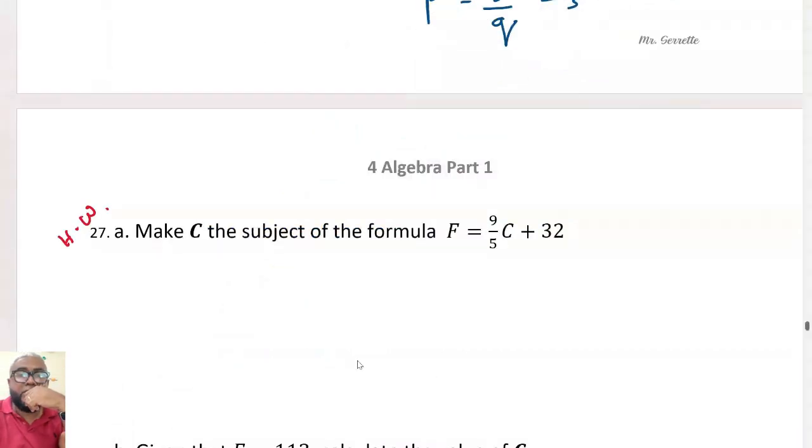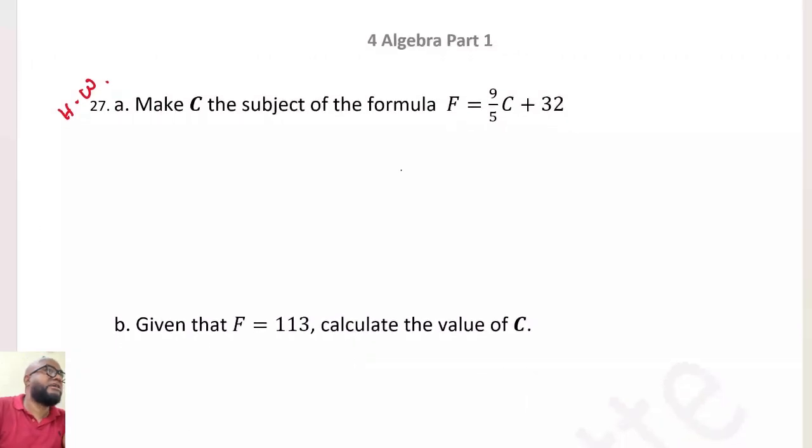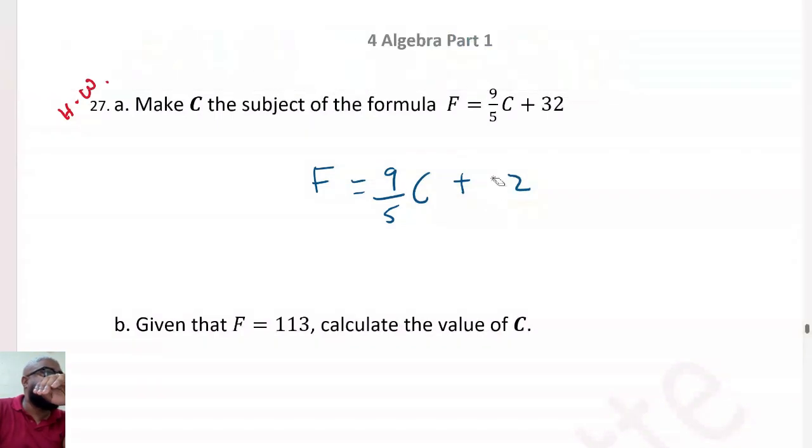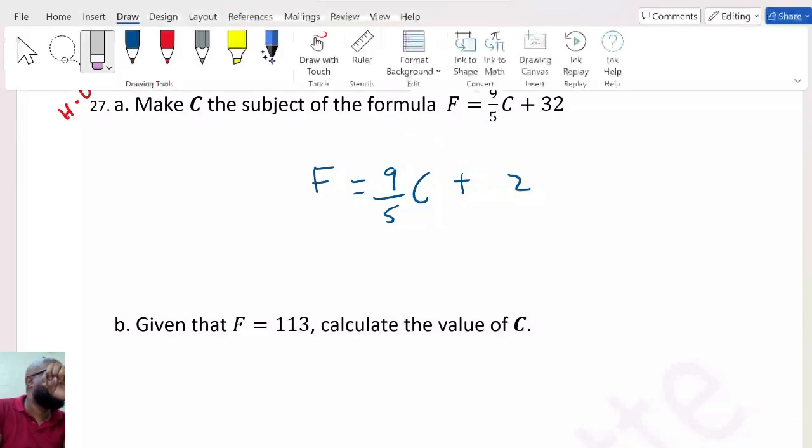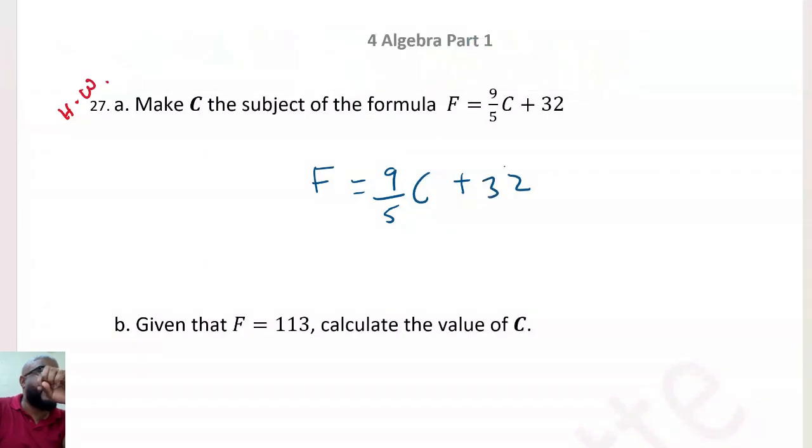Right, so they want us to make C the subject of the formula, right? So we have F is equal to 9 over 5C plus 32, right? Now, what do I need to move first if I want to make C the subject of this formula? The 32, excellent. When I carry 32 to this side, what do I do with it? So it'll be F subtract 32 is equal to 9 over 5C.